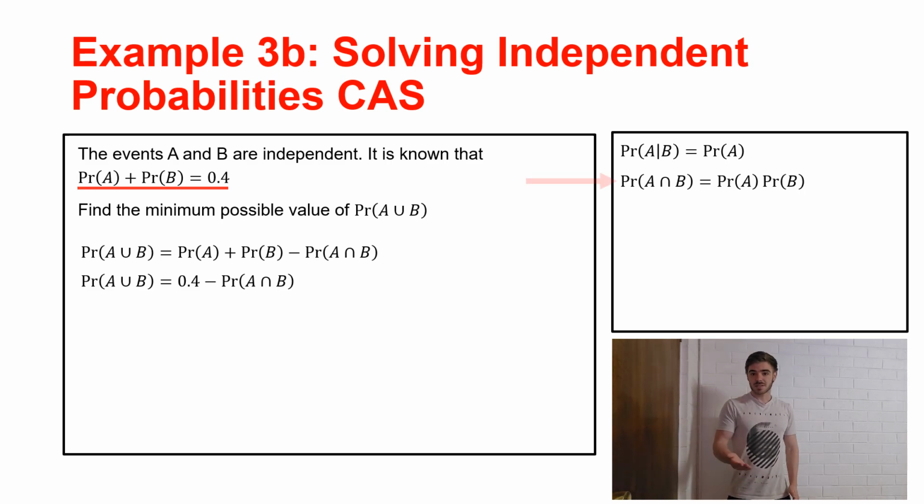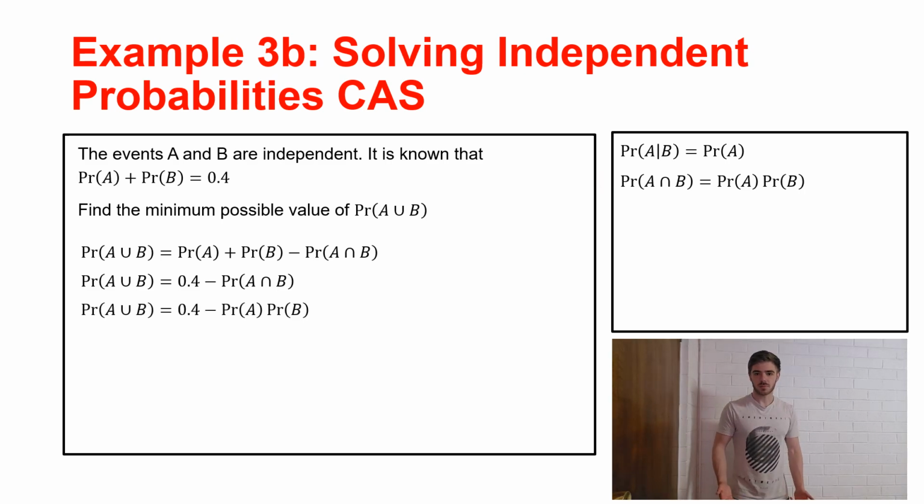Now we just need to do the intersection. Once again, these events are independent. Hence, we can replace that intersection with the product of the two individual terms. This is good, but we aren't quite there yet. Again, borrowing from polynomials, we need to get our equation in terms of just a single variable, whereas ours currently has two, since there are two unknown probabilities.